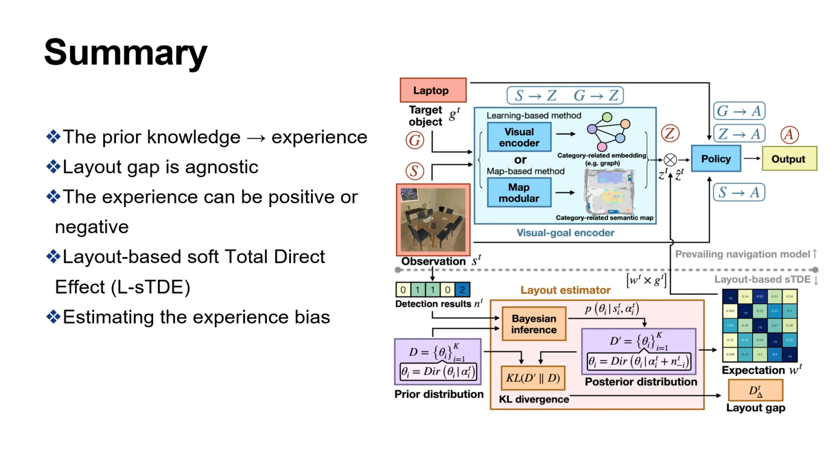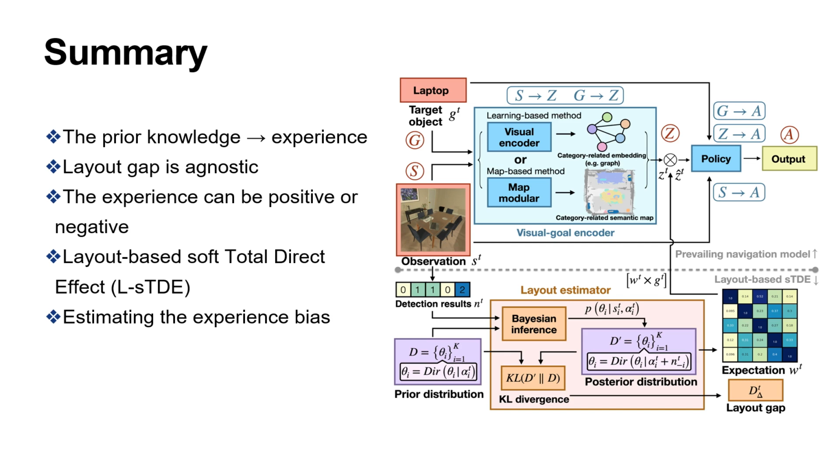To this end, we propose the layout-based soft total direct effect framework to adjust the prediction of the navigation policy. In particular, we propose to calculate the layout gap, which is defined as the KL divergence between the posterior and the prior distribution of the object layout. Then the STDE is proposed to appropriately control the effect of the experience based on the layout gap.